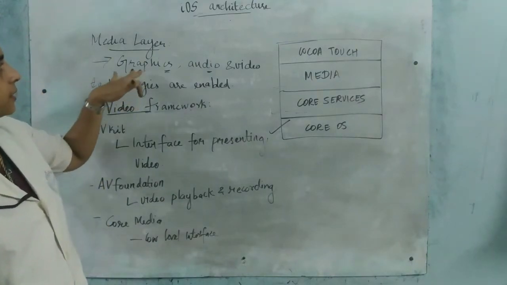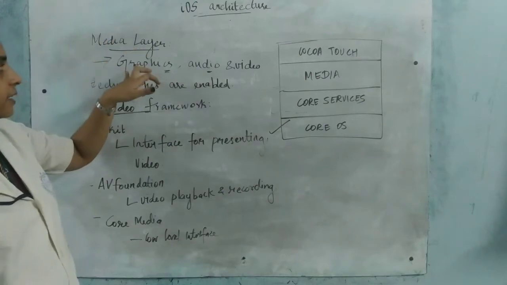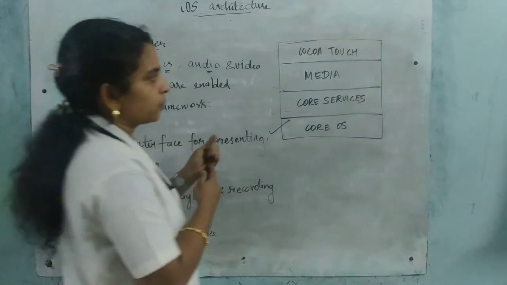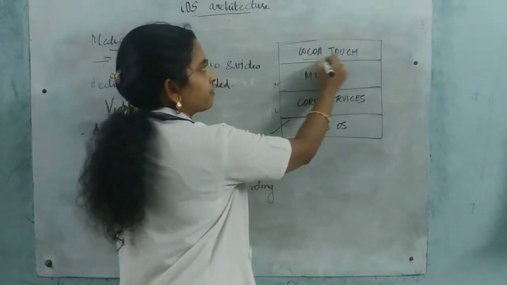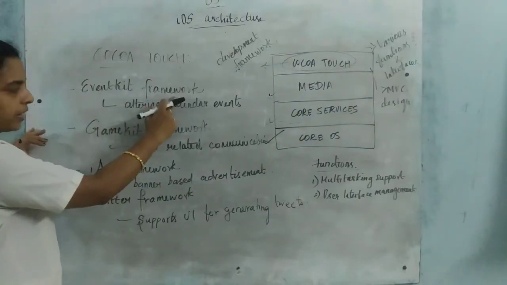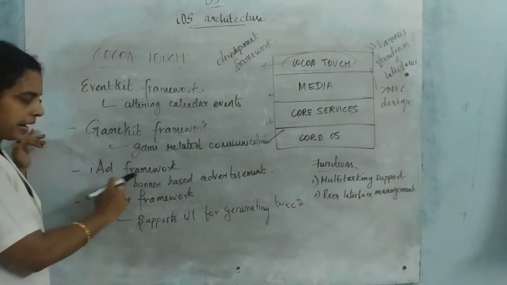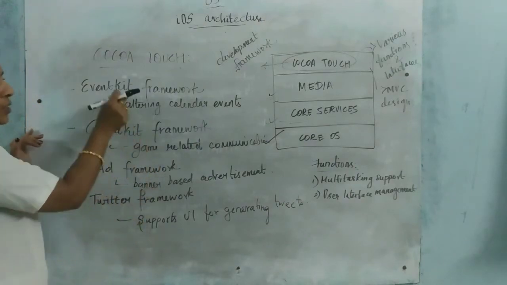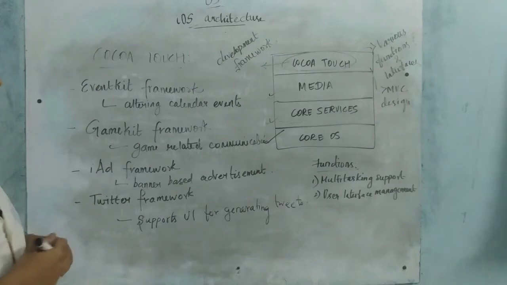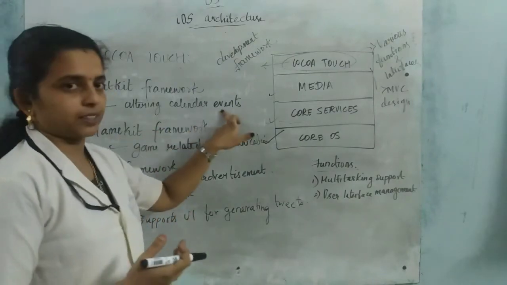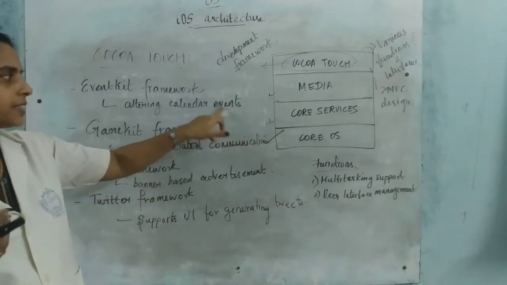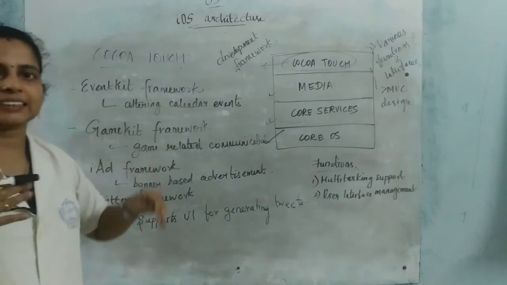Understand? So these are the three things coming under this media layer: graphics, audio and video technologies. So these three cover Core OS, Core Services, and Media, and finally we have to see about the Cocoa Touch. Event Kit framework, Game Kit framework, iAd framework, Twitter framework. The first one is the Event Kit framework. It acts as an interface for seeing and altering calendar events. For making changes or for seeing the calendar events, this Event Kit framework acts as an interface.